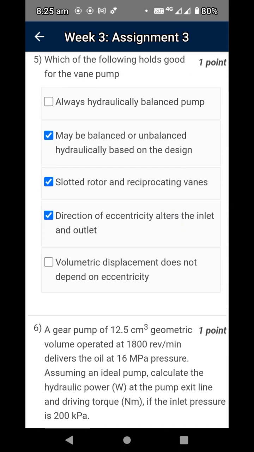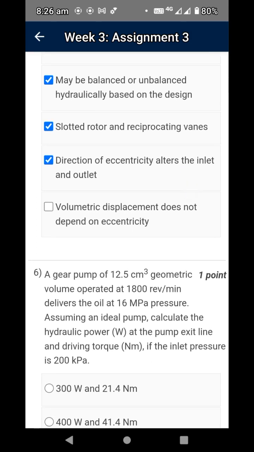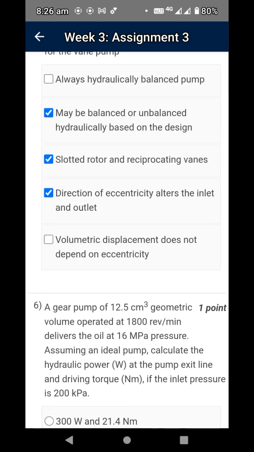So question number 5. Which of the following holds good for the vane pump? In the case of vane pump, first option: always hydraulically balanced pump. So we have two different types. One is balanced vane pump and the other is unbalanced vane pump. So first option is not correct. So second option may be balanced or unbalanced. So two types are covered in this particular option. So option 2 is correct.